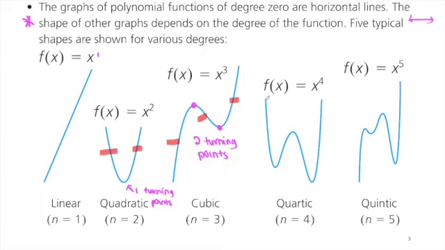For degree 4, you see 1, 2, 3, 4 lines. Okay, and then how many turning points? 1, 2, 3, so 3 turning points. Okay, and then for degree 5, you see 1, 2, 3, 4, 5 lines. Okay, and it would have 1, 2, 3, 4 turning points maximum.